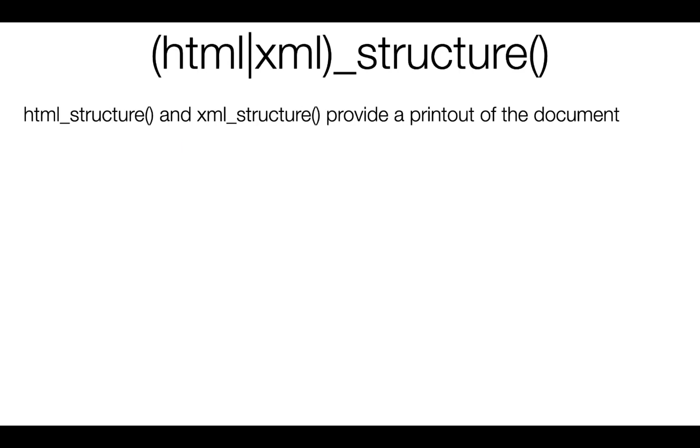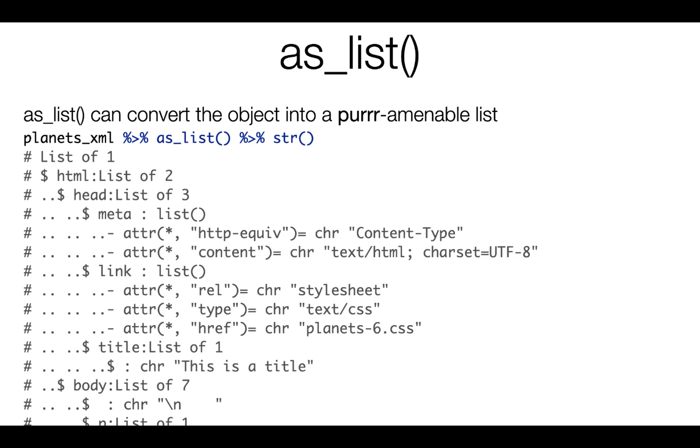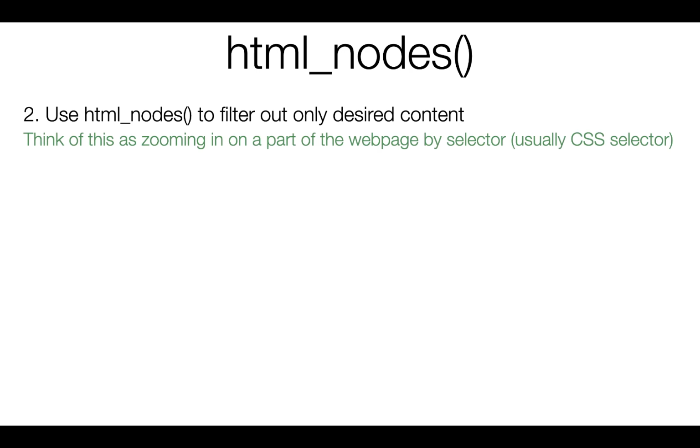HTML or XML structure will give you a nice readout of the file itself. This is similar, but it's a little bit more readable than the page source, and it includes selector info. However, in practice, it usually spams you because even the web page at this level is just too cumbersome to actually view the whole thing. You can convert it to a list with as_list, and that can be useful if you want to parse this kind of per style, but in general, that's also not super helpful until you're somewhere further down the chain. The real strategy that you should use here is to use HTML nodes to filter out only the desired pieces of the page that you want, which are usually identified by CSS. You can think about this as zooming in on part of the web page by using a selector.